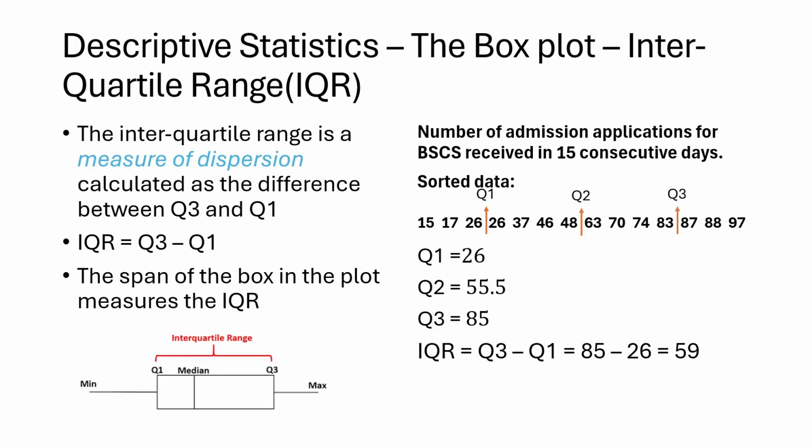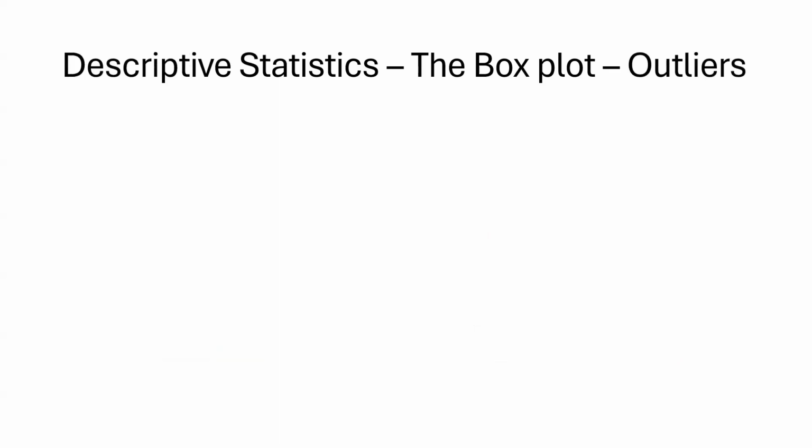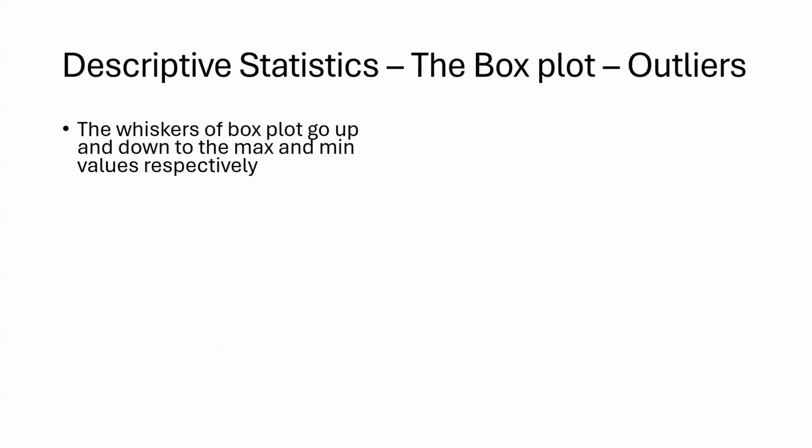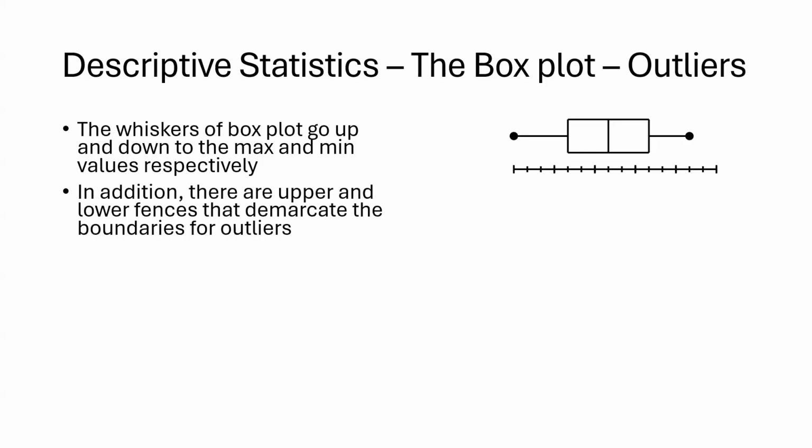These were the markings for Q1, Q2, and Q3. Now we're going to use the IQR to find out the outliers in our data set. The whiskers of the plot go up and down to the max and minimum values. The max and minimum you can find by looking at the data set, but in addition to the whiskers, there are upper and lower fences which are not explicitly plotted on the box plot, but they are there. And what are those fences? Anything beyond those fences is considered an outlier.